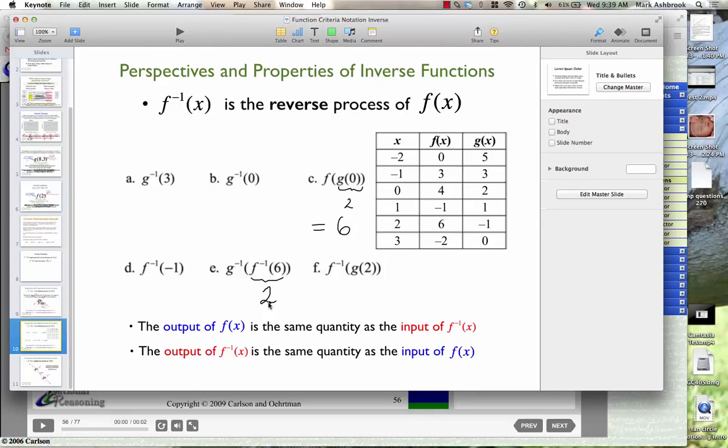It's a little confusing, but you just got to keep your wits about you. All right, this could be the output of g, so we're going to look here. 2, corresponding input, 0. So this whole thing equals 0. Is it better? Okay, let's move on. That's important that you can do that.